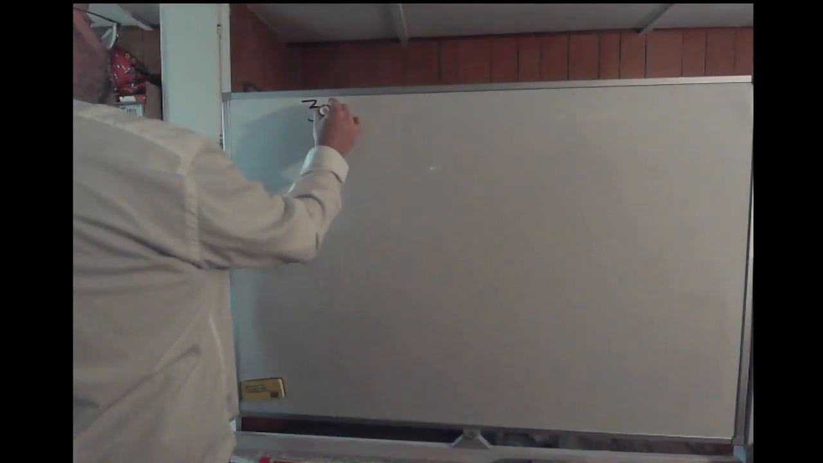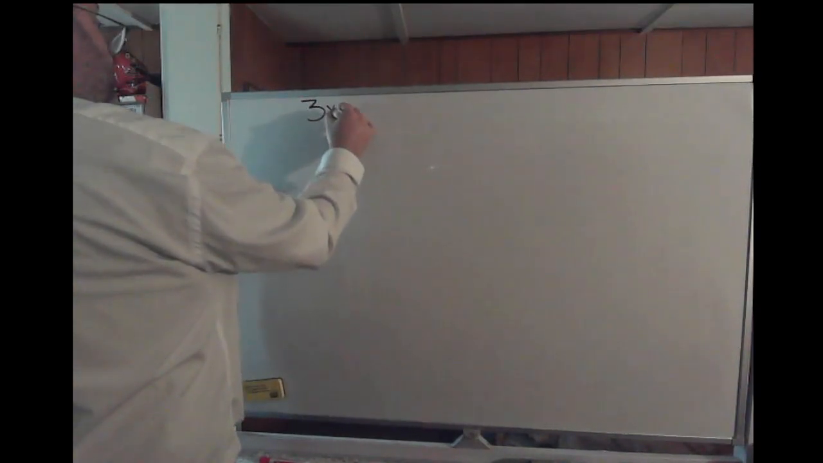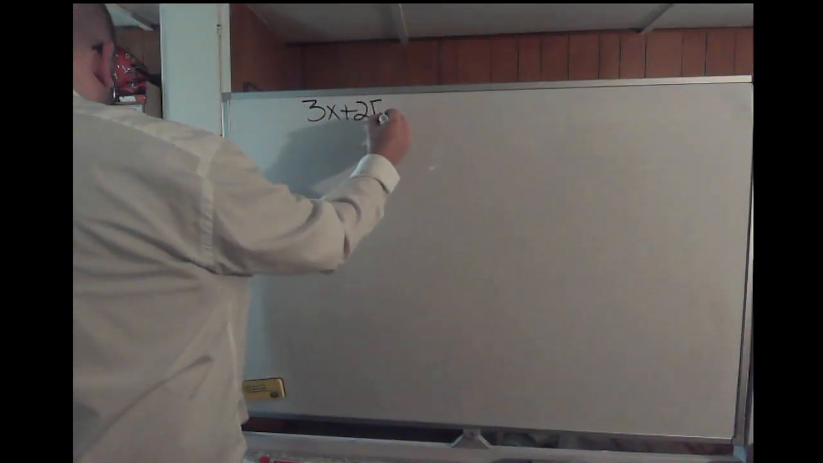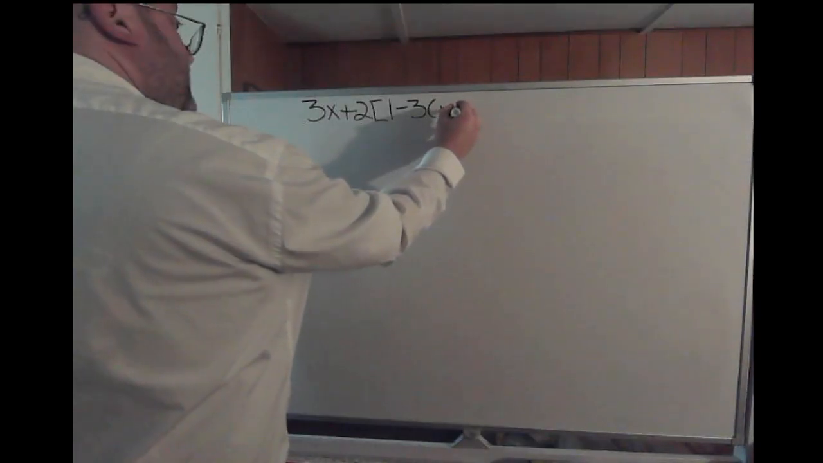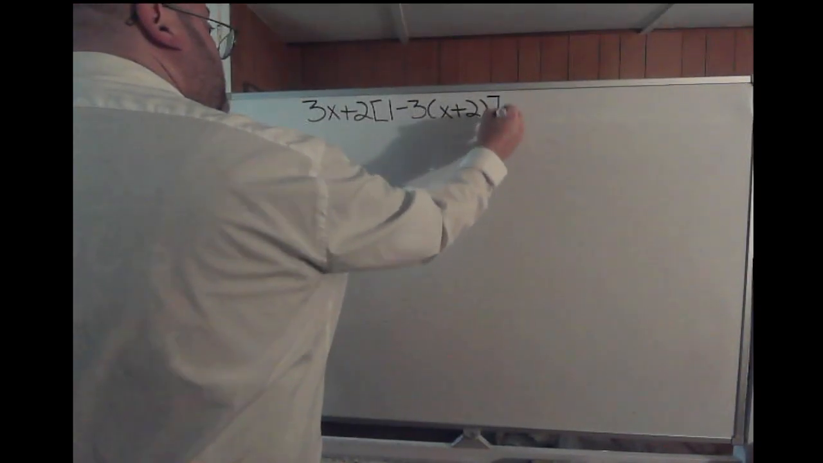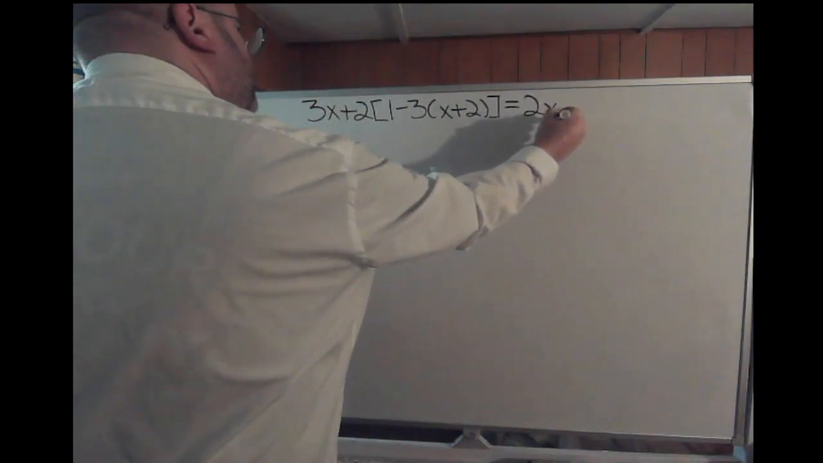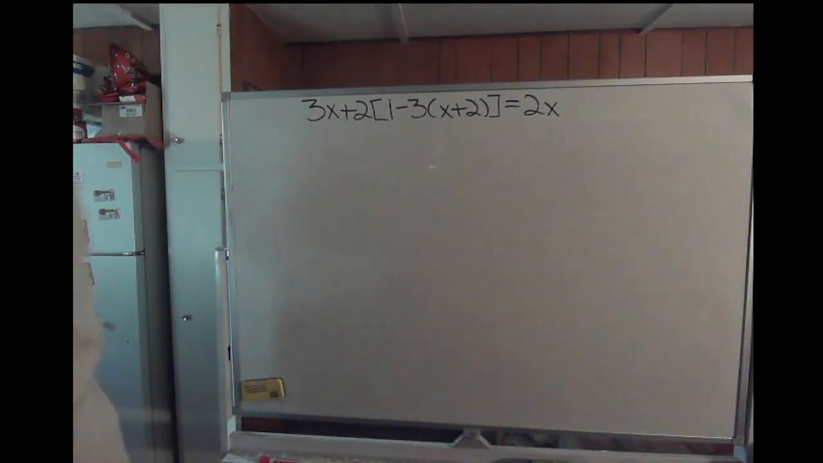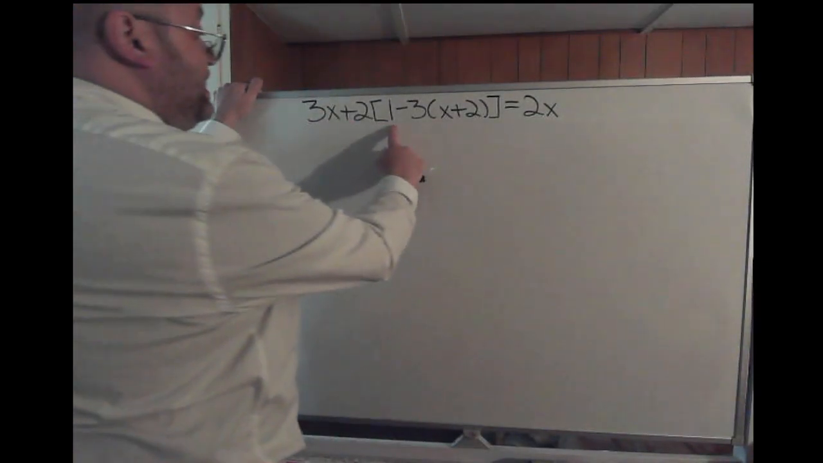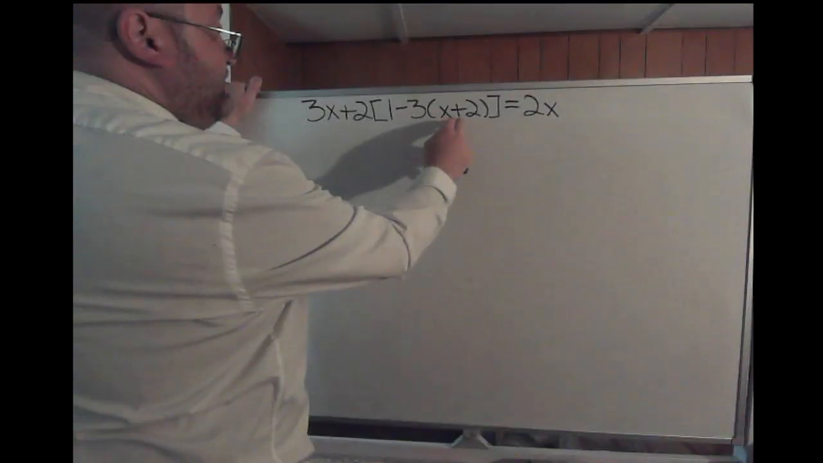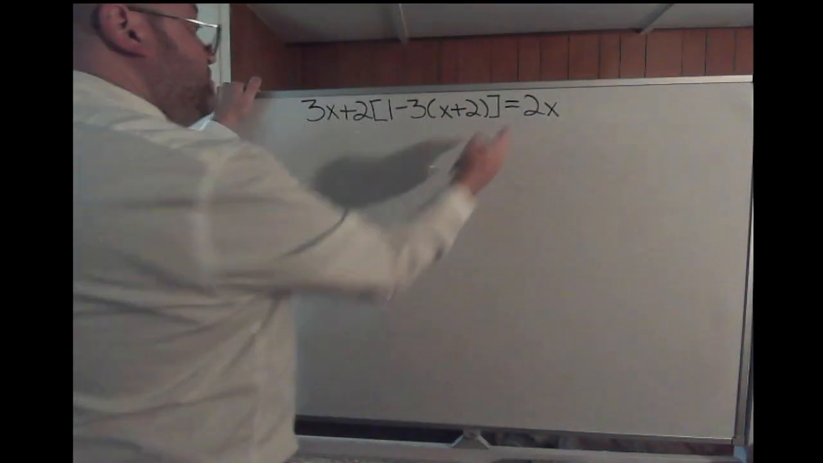Alright. Let's do a couple more here. So we have 3x plus 2 times the quantity of 1 minus 3 times x plus 2 equal to 2x. Yep, the rug's been pulled out now. We got this doozy of an equation. We have 3x plus 2 times the quantity in brackets 1 minus 3 times the quantity of x plus 2. All that equal to 2x.